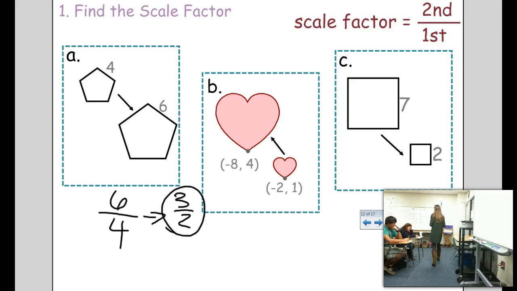What is that as a decimal? 1.5. Okay, so that would be acceptable too. I normally like scale factors as a fraction, but putting it as a decimal would not be incorrect. 1.5 is the scale factor.